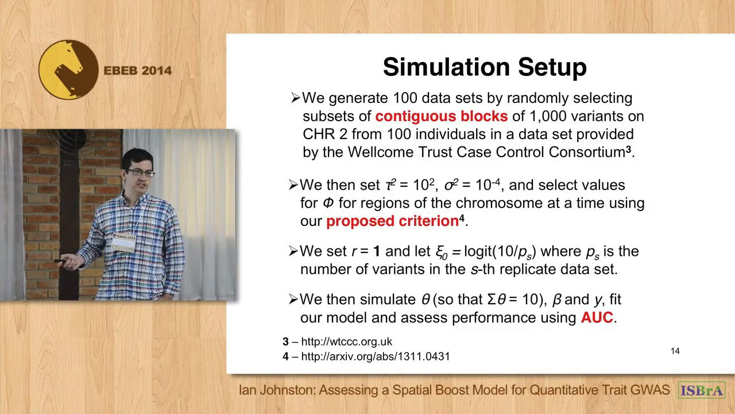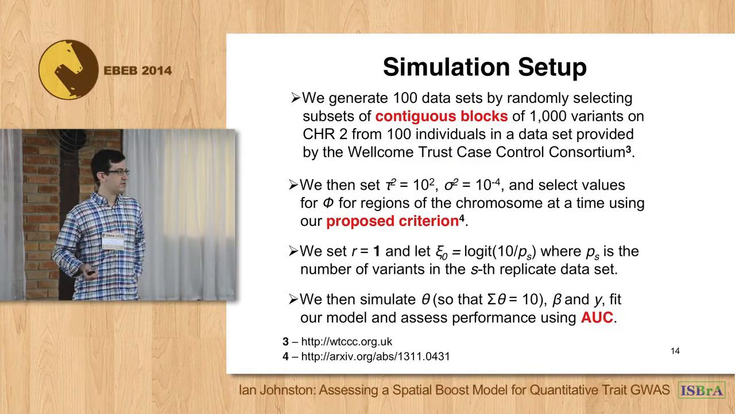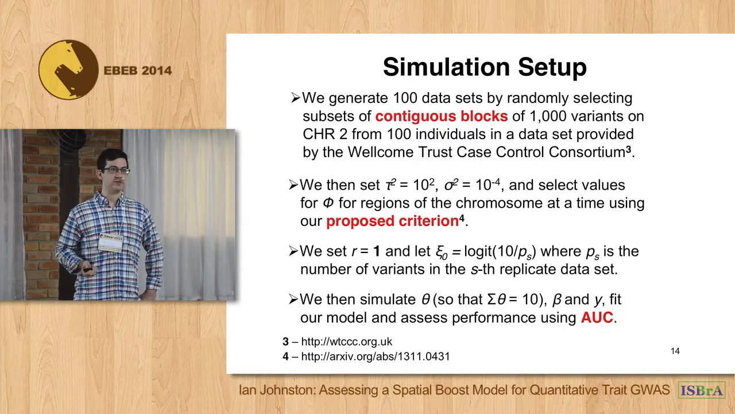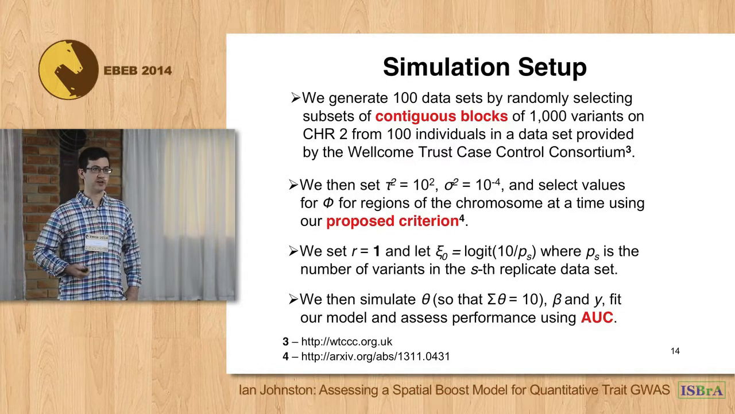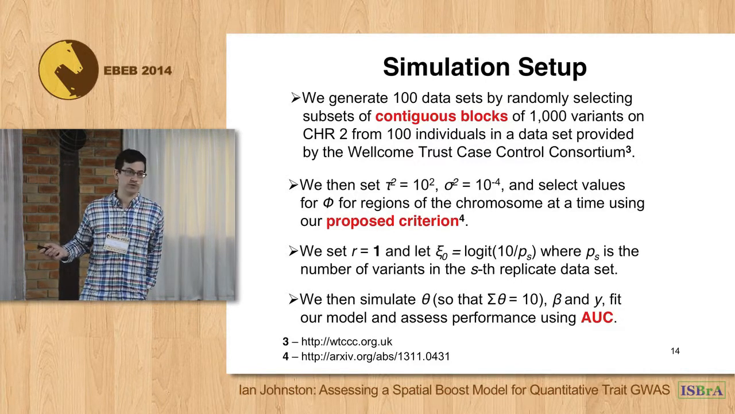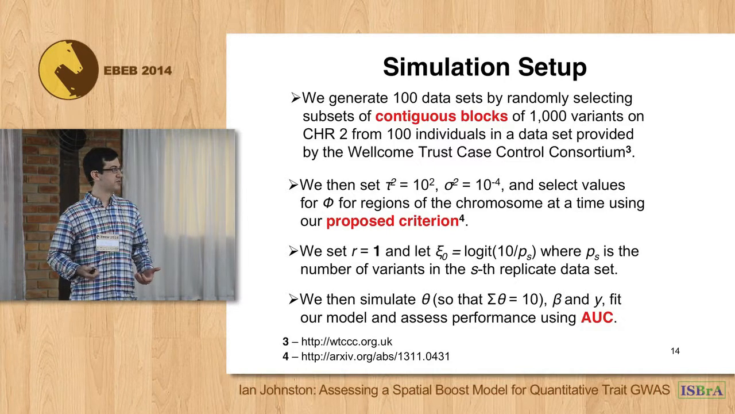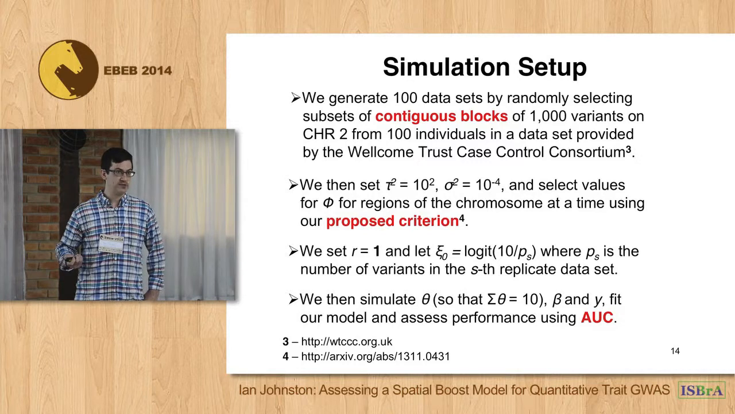So for completeness, I have all the details for the simulation study up here, but I'll just tell you briefly the general idea. We want to understand how the model performs across the whole genome. So to do this, we actually take one chromosome and we randomly sample contiguous blocks of 1,000 variants at a time. So we generate 100 data sets in this way. We have a real data set provided by a consortium over in the UK, the Wellcome Trust Case Control Consortium. And we take this data set and we randomly sample 100 individuals and then contiguous blocks from these 100 individuals of 1,000 variants. So we do this 100 times and we get our 100 replicates of X.